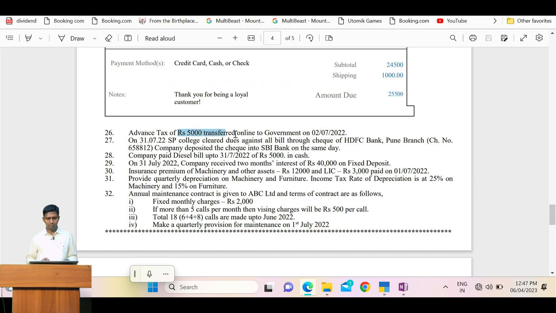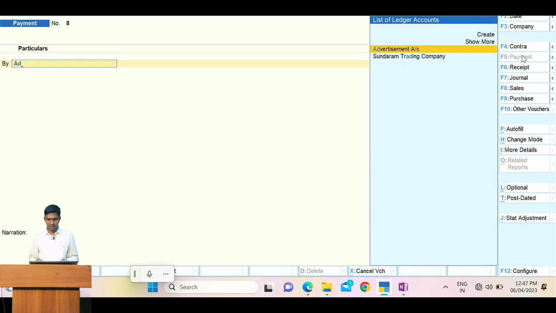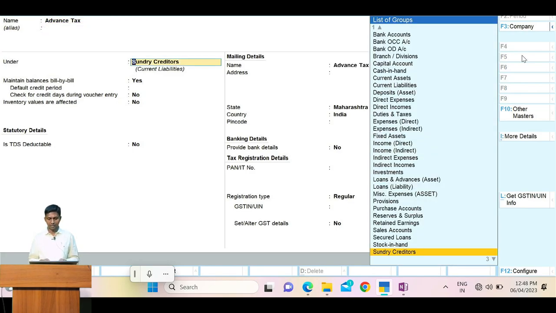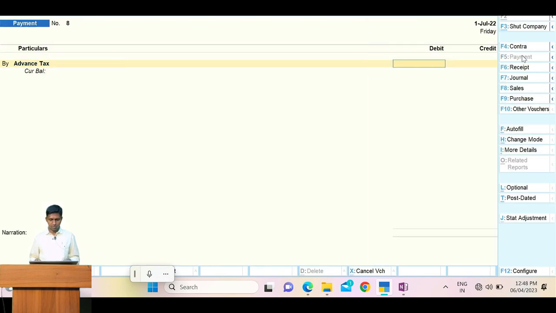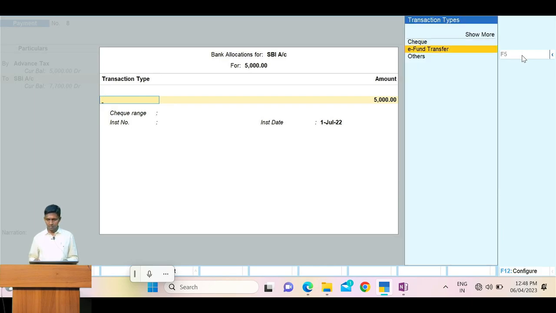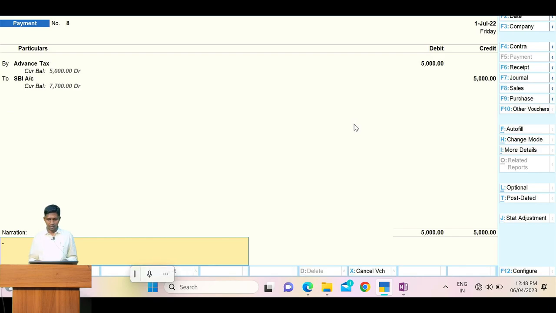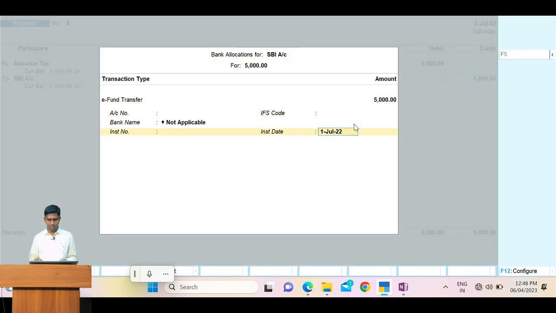Then advance tax we paid by online transfer, that means through the bank only, correct? Advance tax we are paying, that means payment voucher type, payment voucher, advance tax, you will not get the AD advance here. Then create. Advance tax is the part of what? Current assets, or we can say loans and advances assets, not the liability. Inventory should not be affected. Amount 5,000 rupees you are paying to the government through SBI online. Here you can select online e-fund transfer and IFSC and other details you can provide. On 1-7 we don't have it, on the 2nd July we are paying, correct. Here SBI, then again here 2nd July.